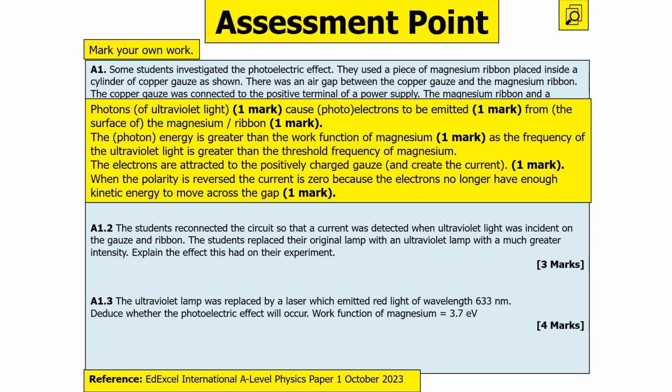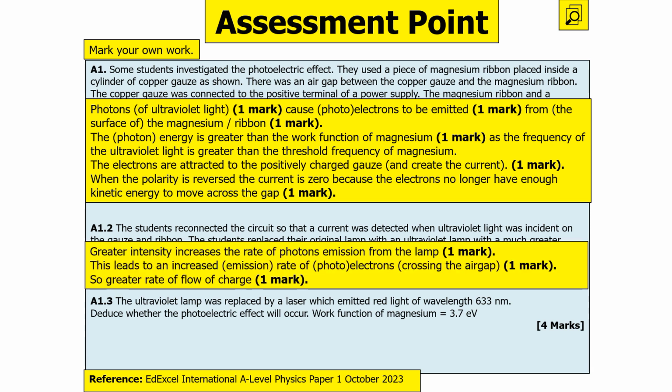Now what effect would this have? Well, you'll notice that photoelectrons are already being emitted by the circuit. So a greater intensity will mean there are more photons hitting the surface every second, so more electrons are being removed from the metal surface per second, so there's a greater rate of flow of charge, so the value on the ammeter goes up.